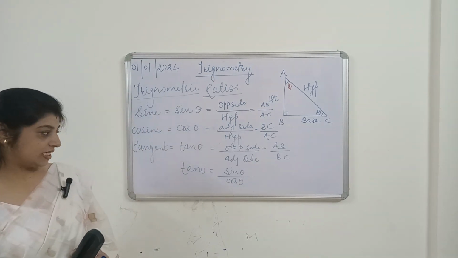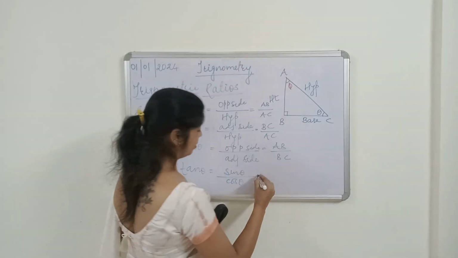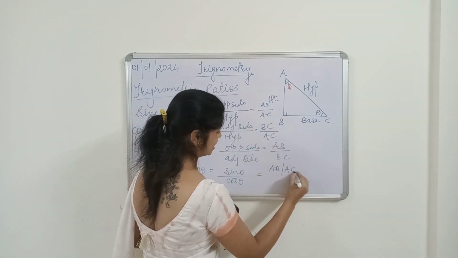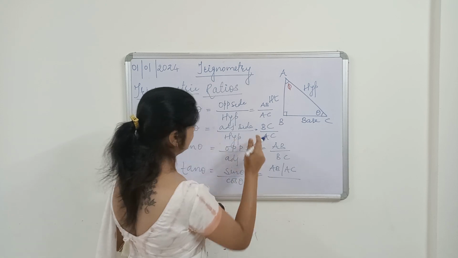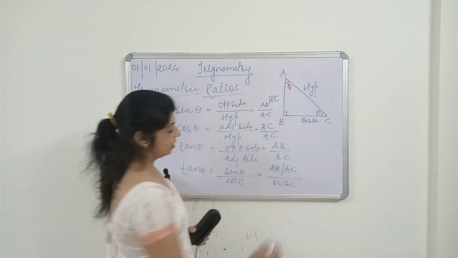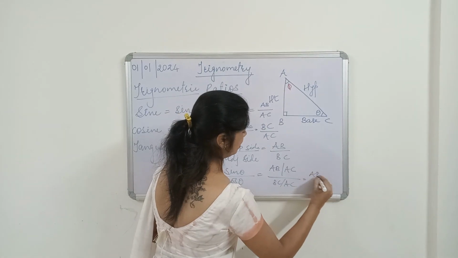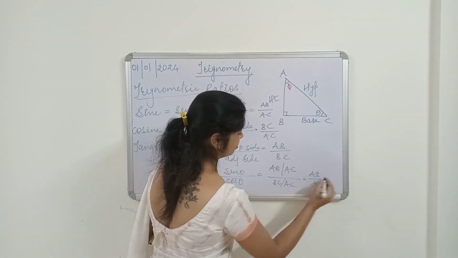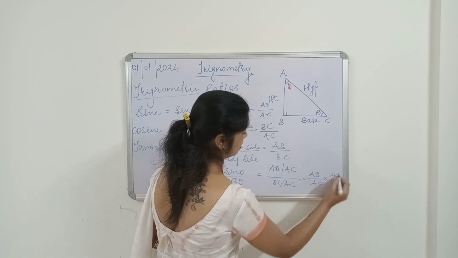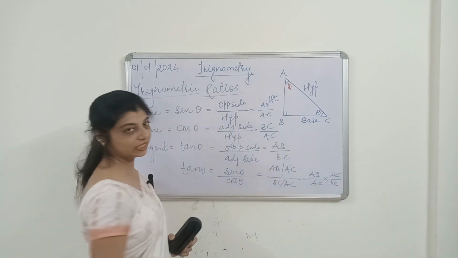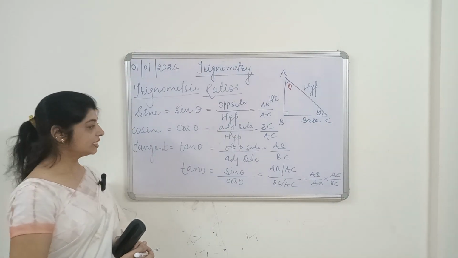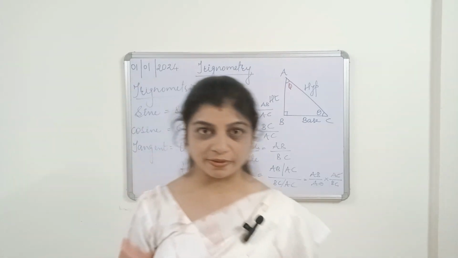Means tan theta itself. How? I can prove that. What is your sine theta here? AB upon AC. What's your cos theta? BC upon AC. So this becomes AB upon AC, and this division gets converted into multiplication and the reciprocal of the other one. That is AB upon BC. This is what it is. So these are the first three ratios: sine, cos and tan.